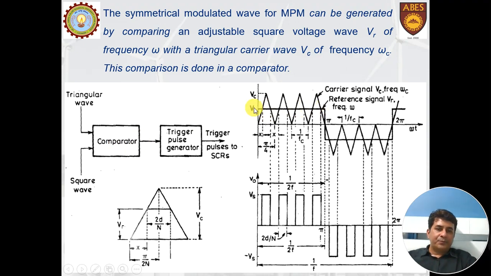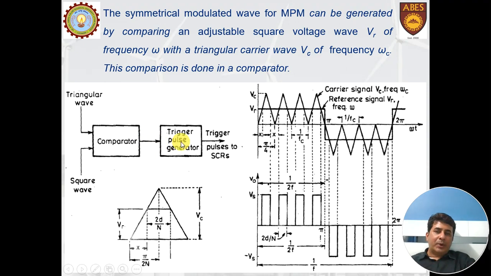If these two waves are compared, you will find that there is an intersection point. This is a point where the voltage VC and the voltage VR are the same. When the voltage VC tends to be more than this voltage VR, immediately the comparator output becomes high.